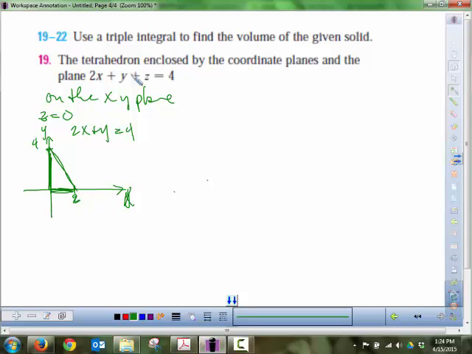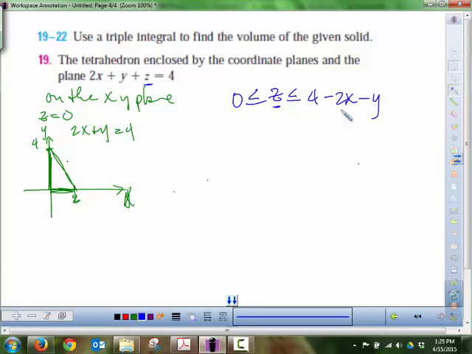So that's it, without having to draw this out in 3 dimensions. As long as you can get yourself to draw in 2 dimensions, then you're all set. So our z is going to go from the xy plane, from 0 to this plane. And remember, when you're looking for these limits, whatever variable you have has to be by itself. So I would solve for z, and I would get 4 minus 2x minus y.